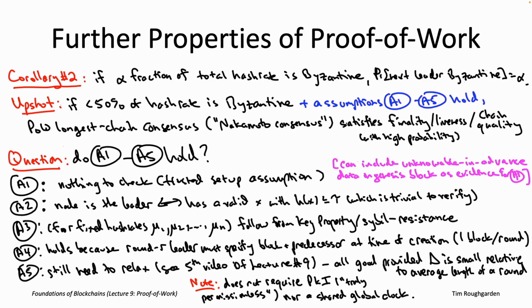In the 5th video, we will learn why the rate of block production is actually quite important. In particular, the 5th video is where we'll finally relax assumption A5. We'll dispense with this super synchronous or instant communication model and work in the standard synchronous model with a non-zero value of delta. And we'll see that all of the usual guarantees hold as long as delta is small relative to the average duration of a round.